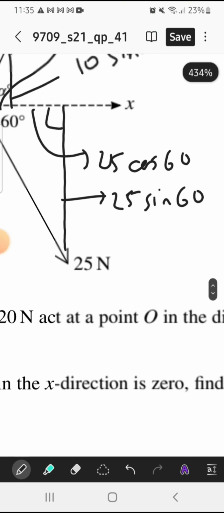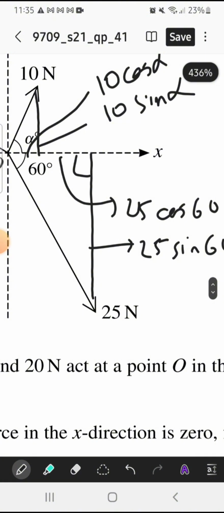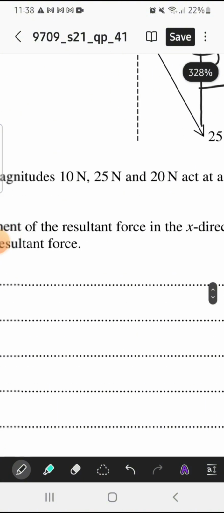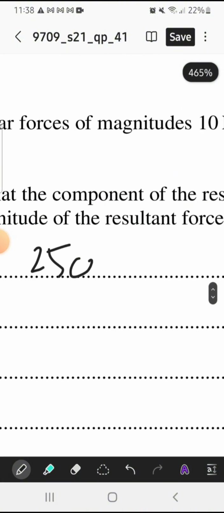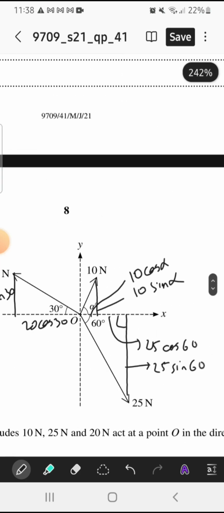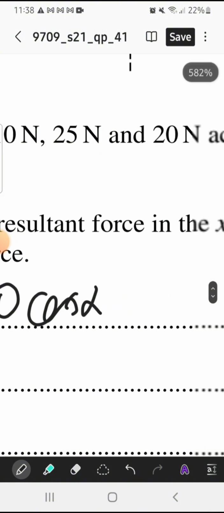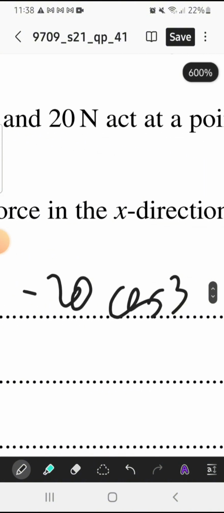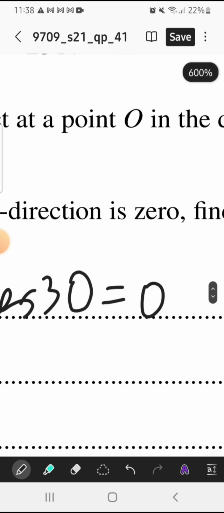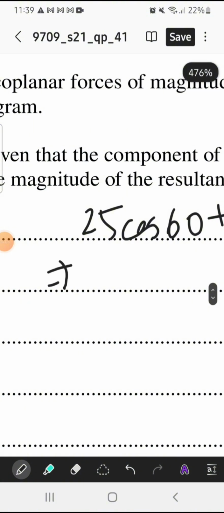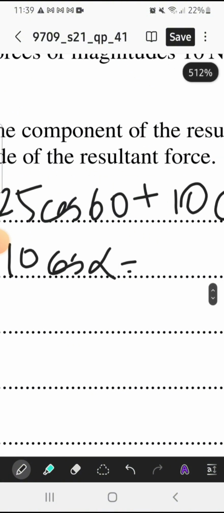So we can now add these resultant forces up. Because it says the resultant force in the x direction is 0, 25 cos 60 plus 10 cos alpha minus 20 cos 30 equals 0. So I'm going to try to make 10 cos alpha the subject, because I know that I will be needing this one.